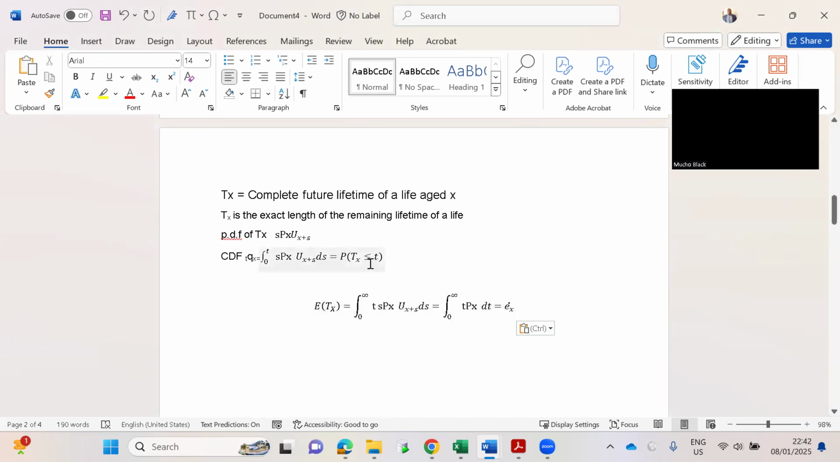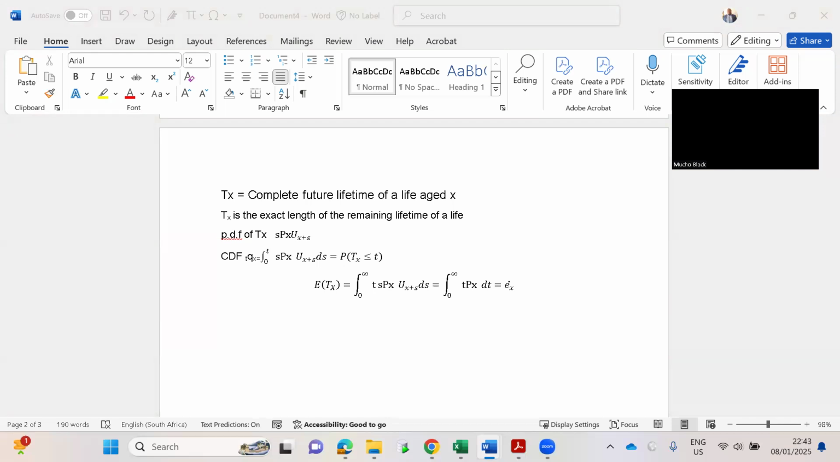So for the CDF, which is a function, we can have the expectation of Tx, or the expected Tx, which is just t multiplied by the density, with an integral over it. It's the standard statistical formula for the mean, or the expected value of life. But the important part is that E of Tx simplifies to the integral from 0 to infinity of tPx dt, and that is equal to another function, which is an e with a 0 at the top and an x at the bottom.